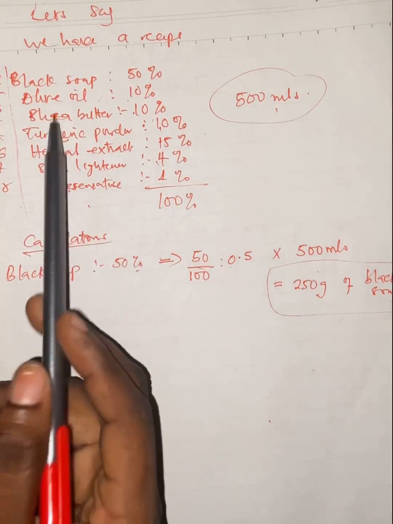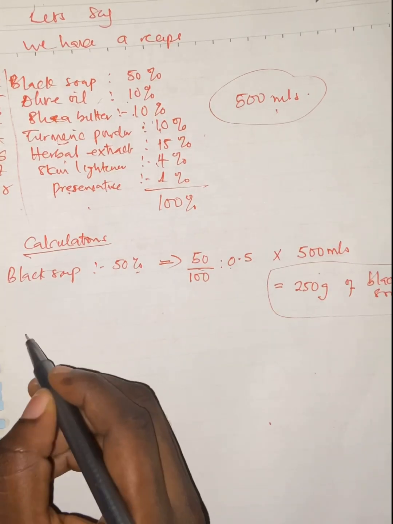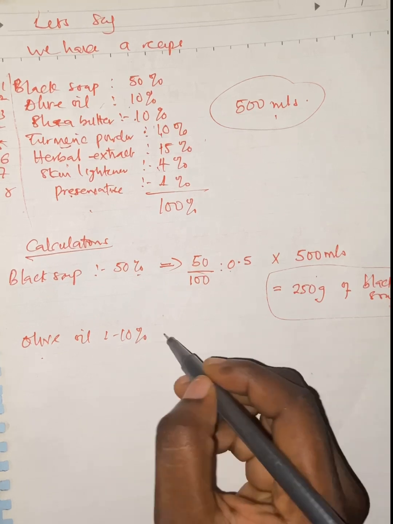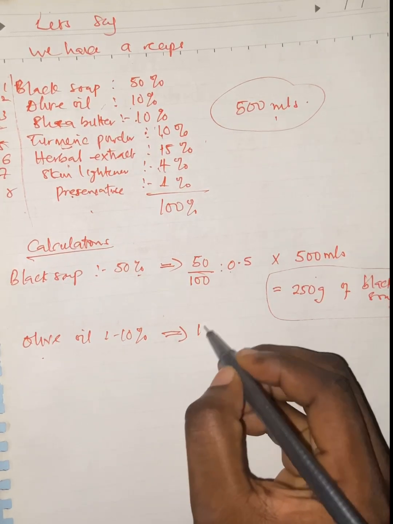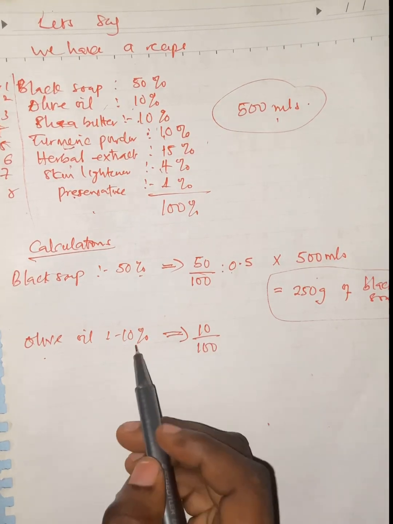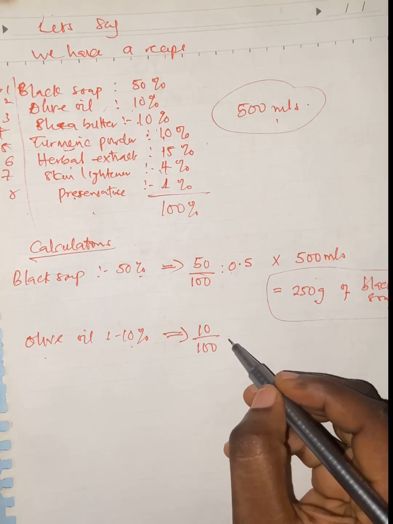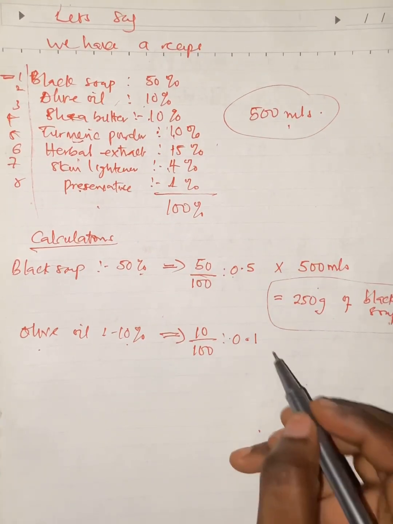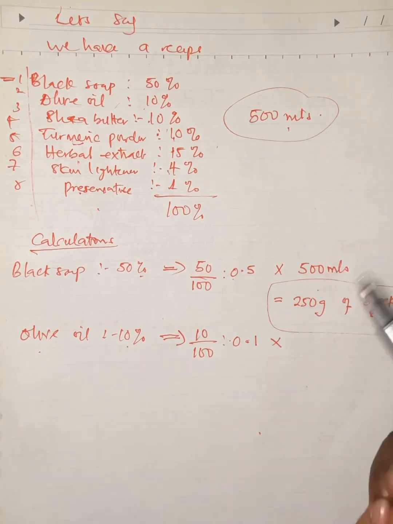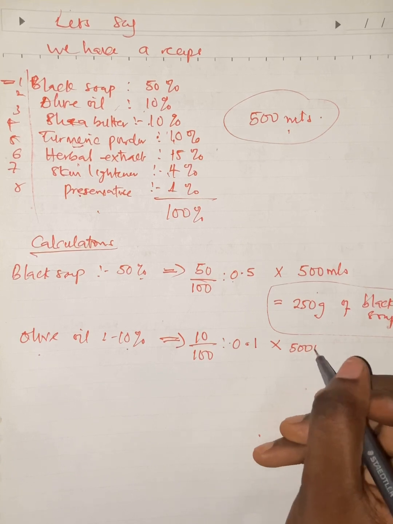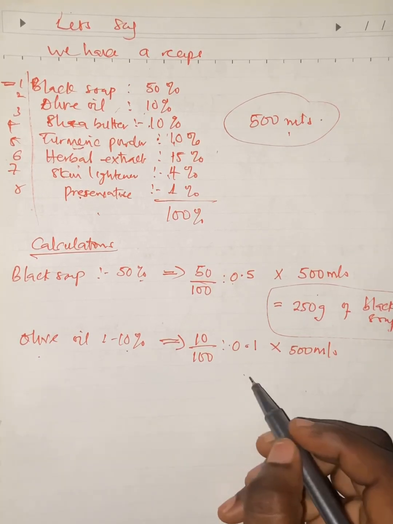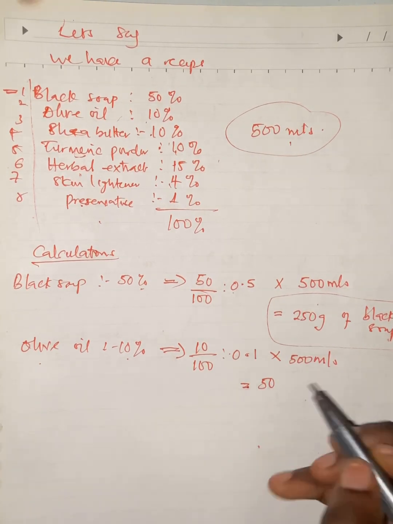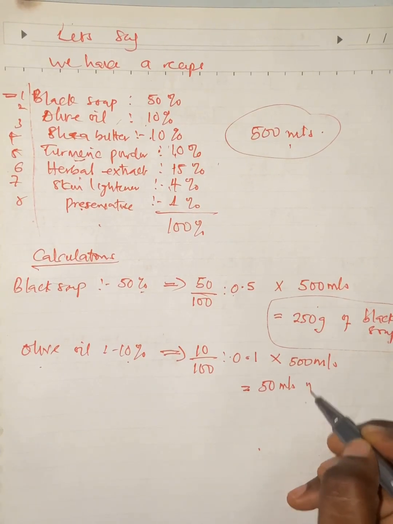For this same recipe, we have olive oil 10%. So now you want to calculate for olive oil. Olive oil is 10%. That means 10 over 100, which is our percent. So 10 over 100 is 0.1. So 0.1 times the 500. Take note that you are going to be calculating with the 500 ml overall. So that means we are going to get 50. Because this is an oil, it is liquid, that is 50 ml of oil.